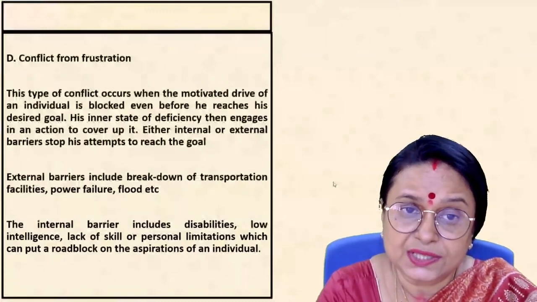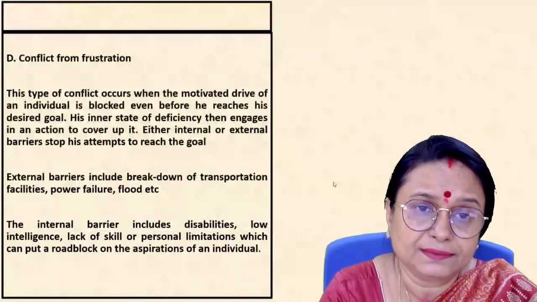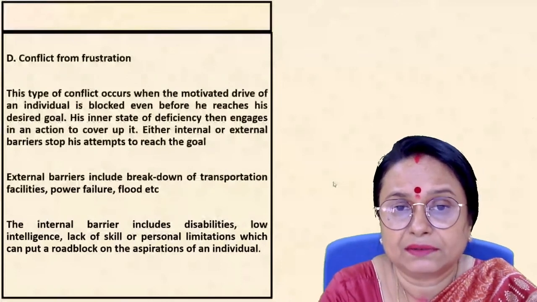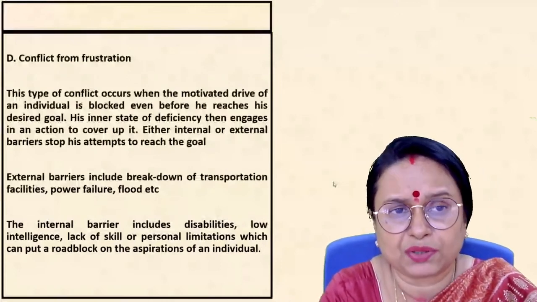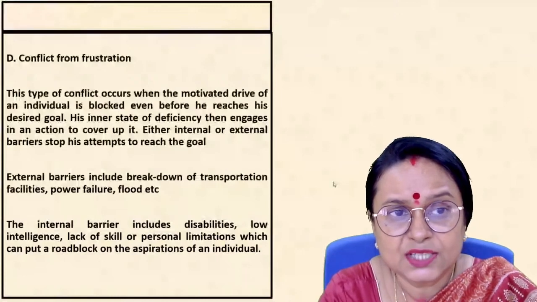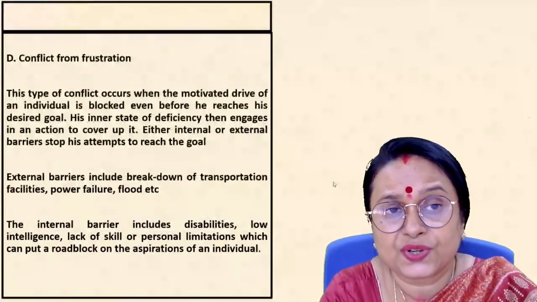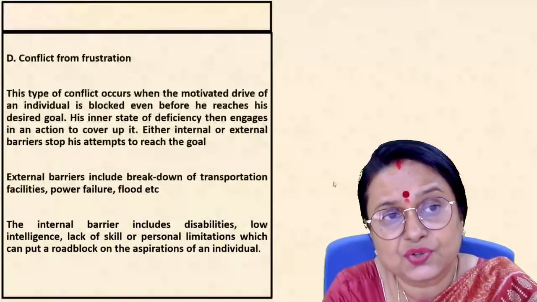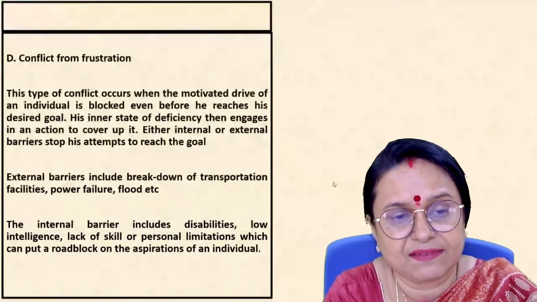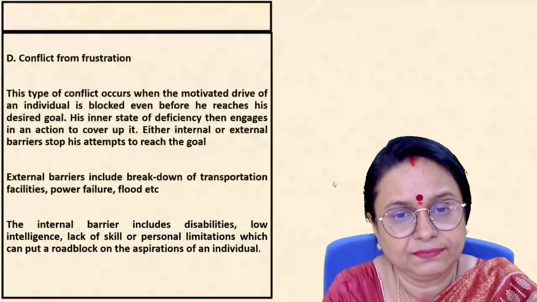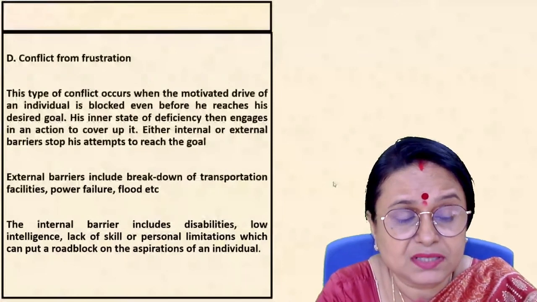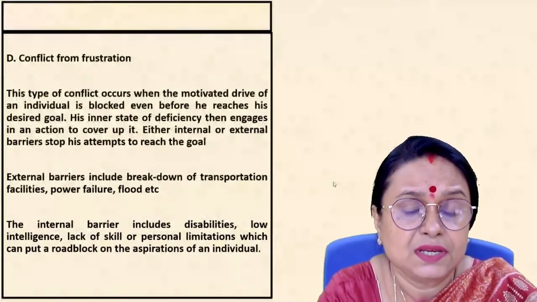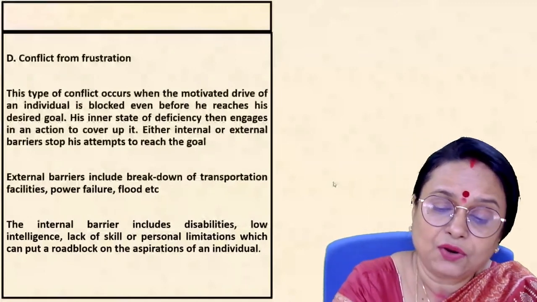So these two things, either it is an internal barrier, inefficiency of the person, or an external barrier, somewhere the work process is blocked. These both lead to frustration of the employee. So this frustration also leads to conflict within himself. So here the employee is confused and frustrated, which leads to intrapersonal conflict.